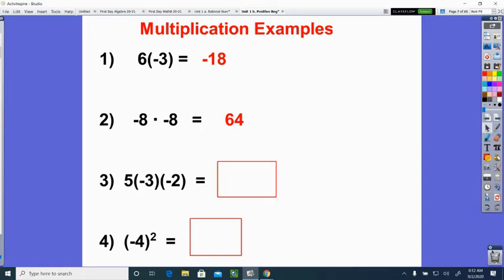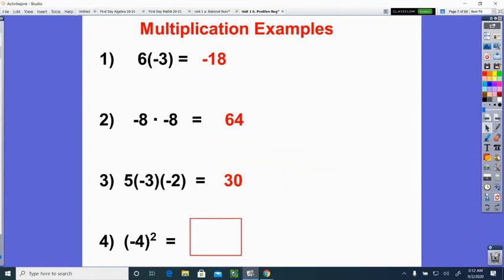So the next one is kind of a two-stepper. You've got to first look at the 5 times the negative 3, get your product, your result, and then multiply that by a negative 2. So we're going to ignore the negative 2 for a second. When a good thing happens to a bad person, that's a bad thing. So this would be negative 15. Negative 15 times negative 2, a negative times a negative, same sign, that would be positive. A bad thing happening to a bad person would be a good thing. And negative 15 times negative 2 would be positive 30.